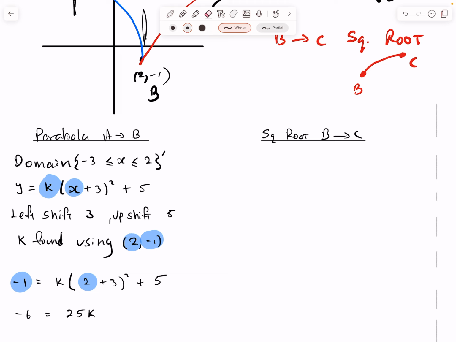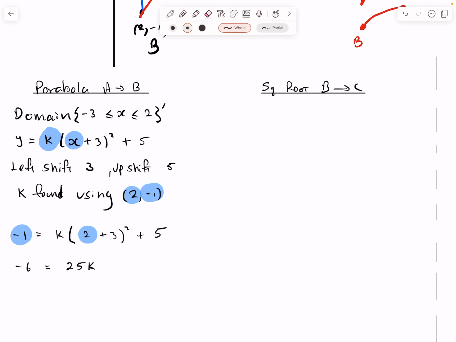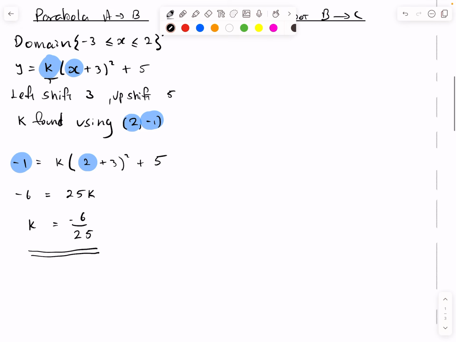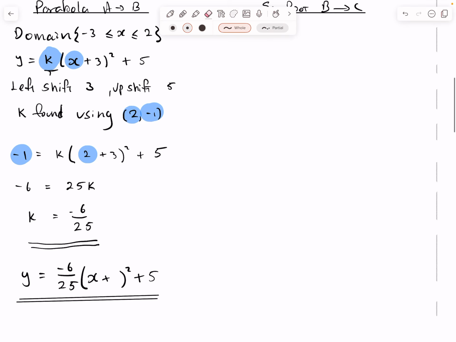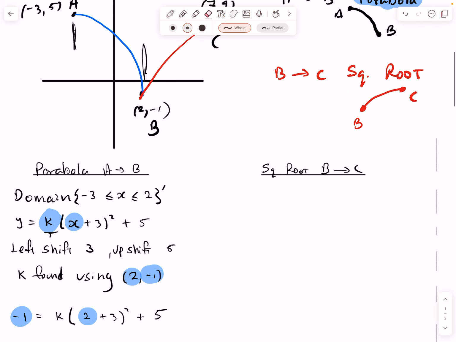Taking the 5 across to the other side, I get negative 6. 2 plus 3 is 5, squared is 25k. So k is negative 6 over 25. All I do now is replace that value k into my original expression, and I get the parabola I'm looking for: y equals negative 6 over 25, x plus 3 all squared, plus 5. And that is that first parabola connecting A to B.